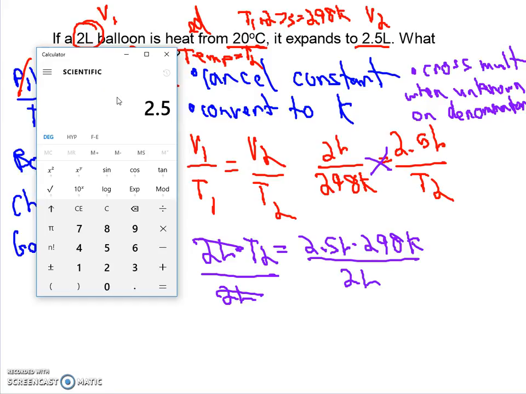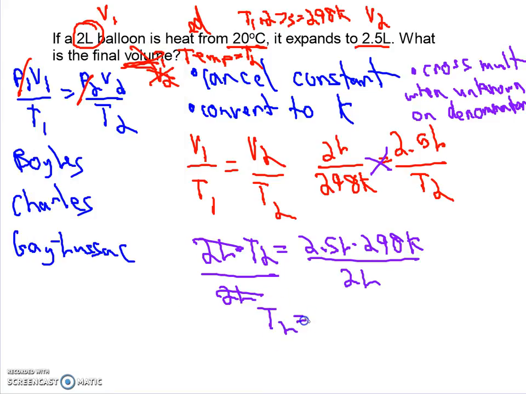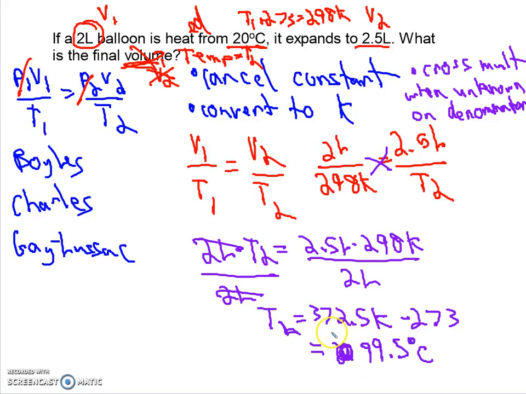Okay, 2.5 times 298 divided by 2. So 372.5. So it makes sense that it is higher because it says it's being heated. Now if we wanted to, we could convert this to Celsius by taking away 273, which would give us, mental math, oh no, not 2. So it's a little bit bigger. So 99.5 degrees Celsius. I think I did that right.